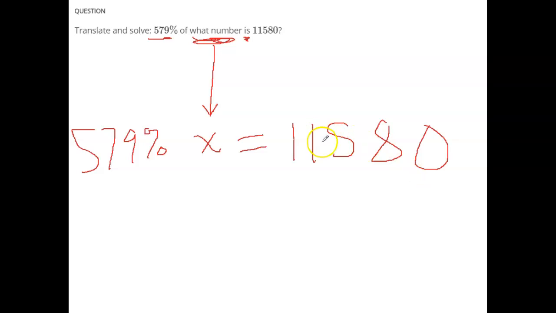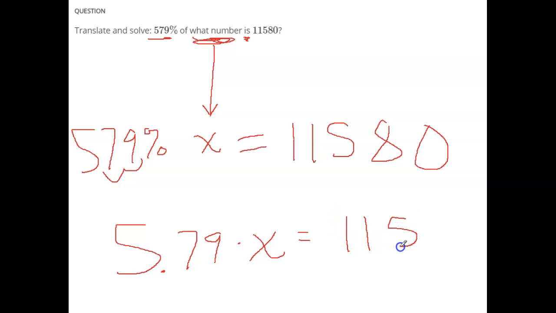Now to solve this, like that previous example I showed, when you're doing a percentage of a number, you want to do multiplication. So slide the decimal 2 spots to the left. You need to multiply the decimal form of the percent. So 0.79 times our variable X, our what number, our unknown number, is 11,580. So to solve this, you would now divide both sides by 0.79. And doing that on a calculator, 11,580 divided by 0.79 gives me that X is 2,000.